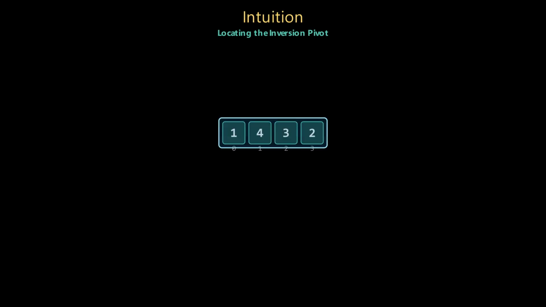To find the next permutation, we scan backwards from the end of our half string to find our pivot point. We look for the first character that breaks our descending sequence, the first element that is strictly smaller than the neighbor immediately to its right. Here, our pivot is the number 1.